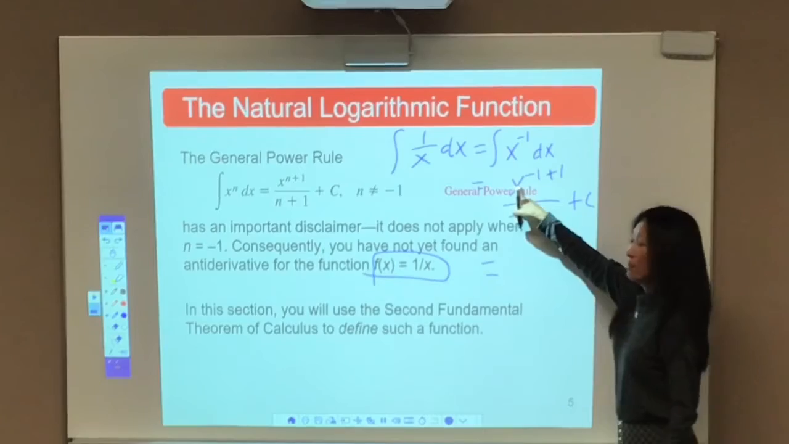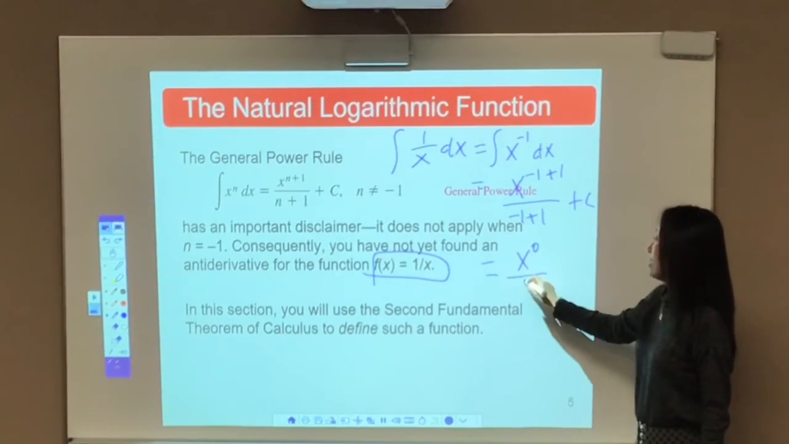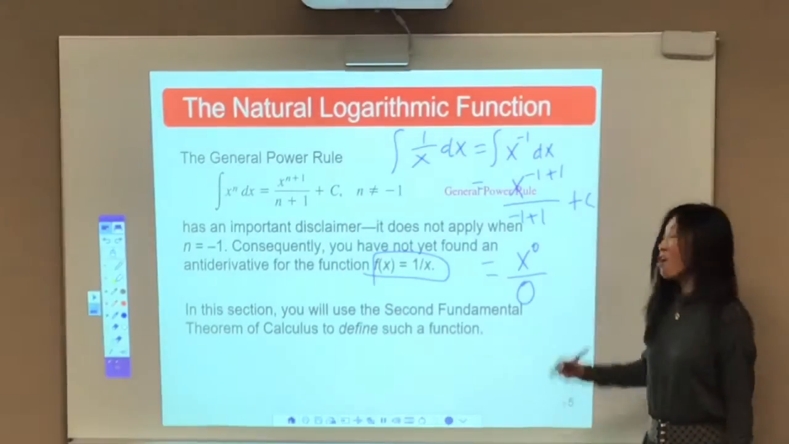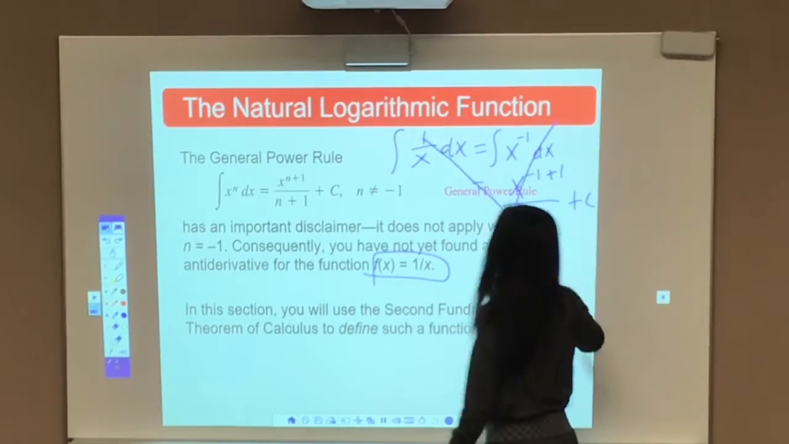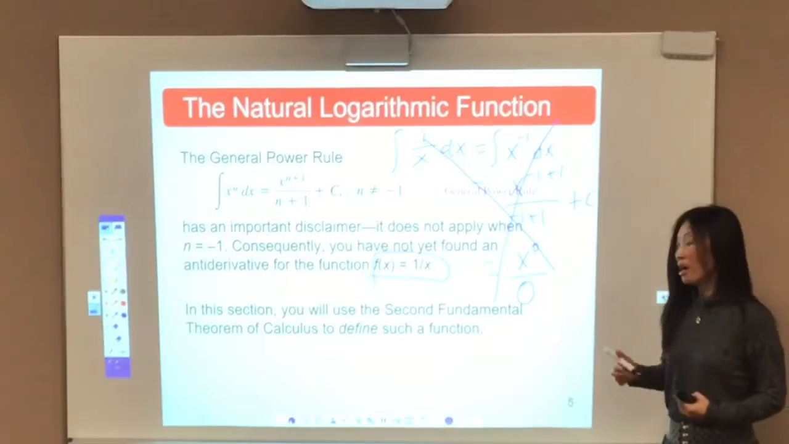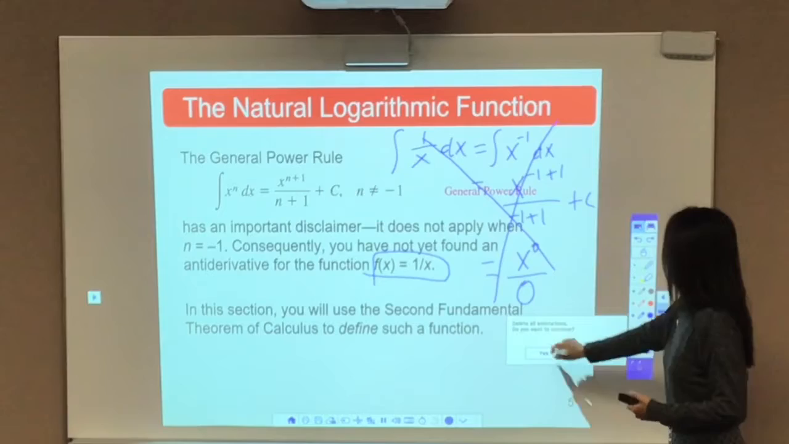Let's finish it. The numerator is fine. The numerator is a 0 power. What happened to my denominator? Can I have a denominator of 0? No. So we fail this. So we cannot do this. We cannot simply use the power rule. Are you with me, class? That's why logarithmic functions come in, we've got to do that.